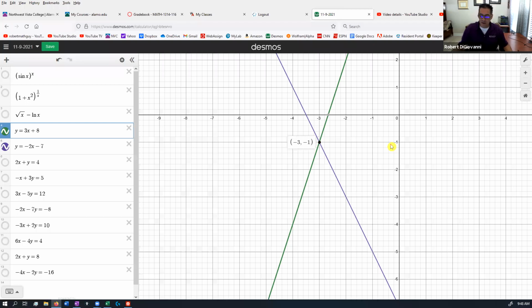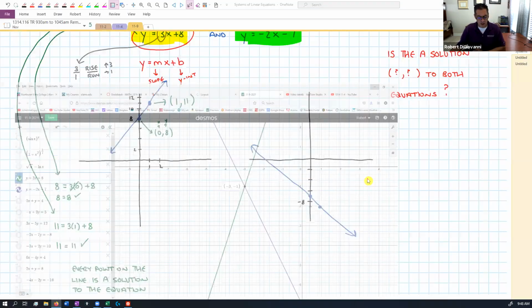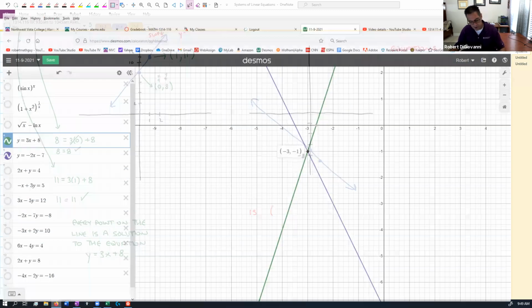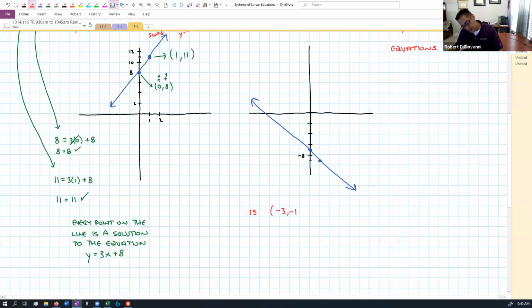So it looks like -3, -1 works. Now the computer did that for us, all right? So let's just check. Let's see. What was it? I already forgot. What was it? -3, -1. Is -3, -1 a solution to both?